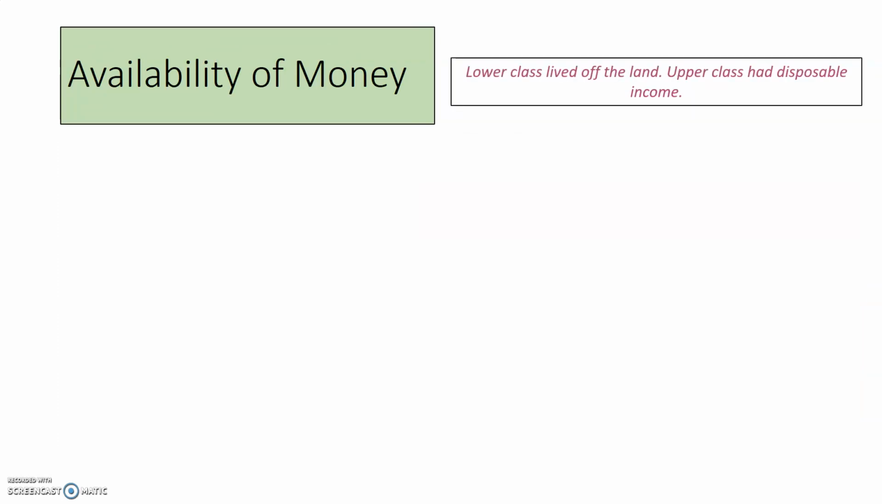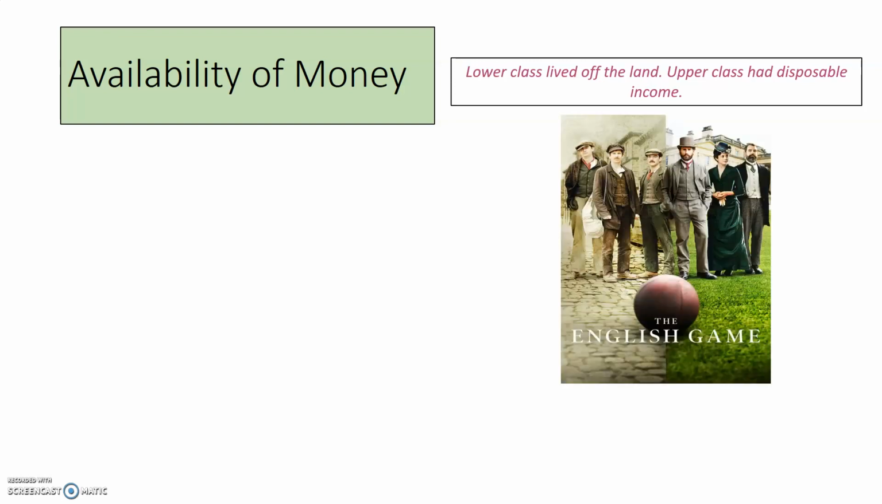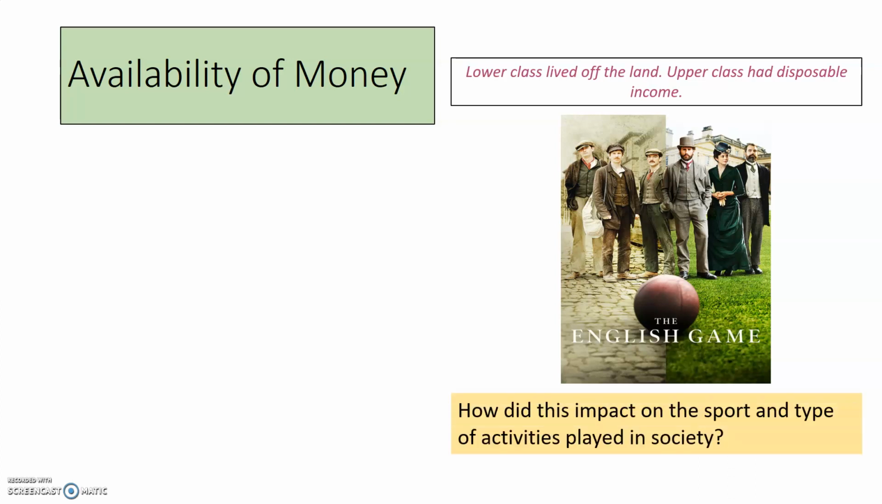Look at availability of money next, sorry. We've got the fact that lower classes lived off the land, the upper classes had a higher disposable income. So you can see here, I'm going to get you to watch this eventually, but ultimately you've got the working class, or the peasants, on the left-hand side of this diagram. On the right-hand side, we've got the gentry class, which would have had the stately homes and the land. Again, how does this have an impact on sport and the different activities played in society?